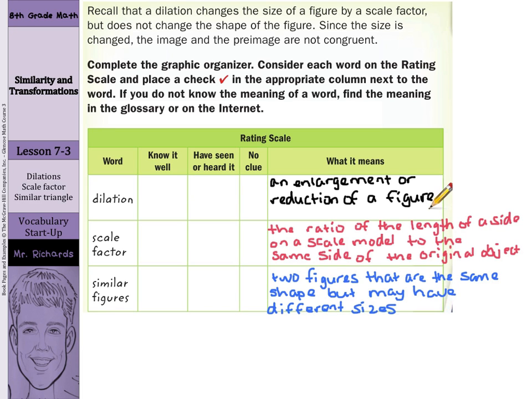Here are the vocabulary words' definitions. A dilation is an enlargement or reduction of a figure. Scale factor is the ratio of the length of a side on a scale model to the same side of the original object. And similar figures are two figures that are the same shape but may have different sizes. Now, if you need to go ahead and write these down, go ahead and pause the video now before we move to the next page.